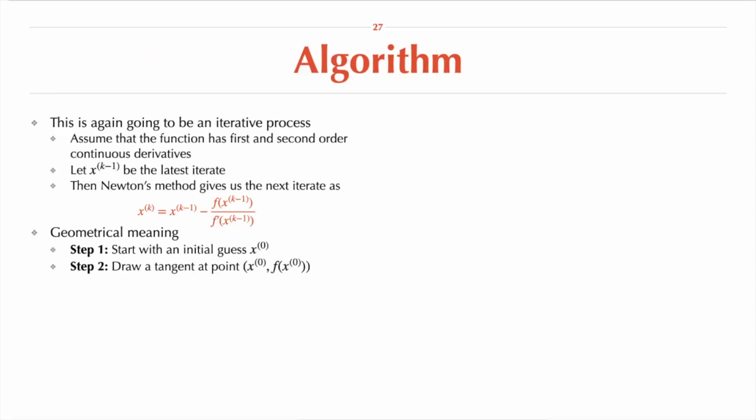Before going into that, let me explain the geometrical meaning. First you start with an initial guess like x0, and then you draw a tangent at the point (x0, f(x0)). Wherever it cuts the x-axis, that becomes your new guess. And then you will just keep improving it.